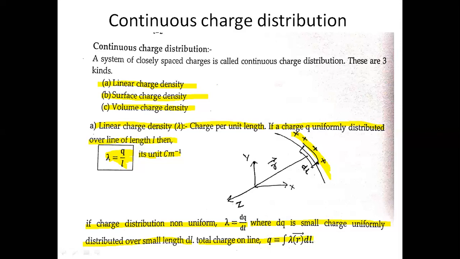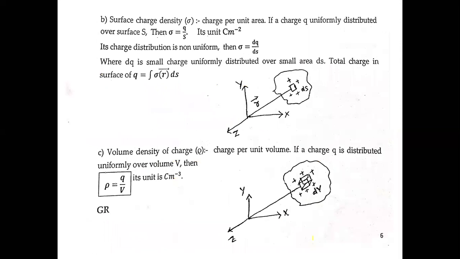So we are showing the vector symbol here. We have to compulsorily write it. So this is about the linear charge density. Let us go to the next concept, surface charge density.